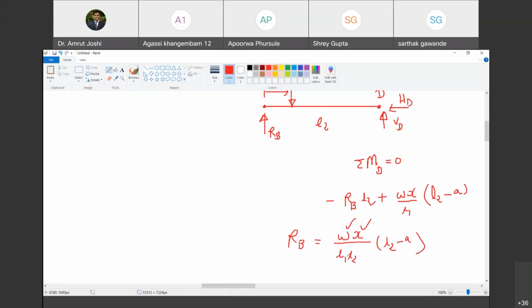W is known, X is known, L1 is known, L2 is known, A is known. So therefore, RB analytically can be found out. Happy? Yes, sir.